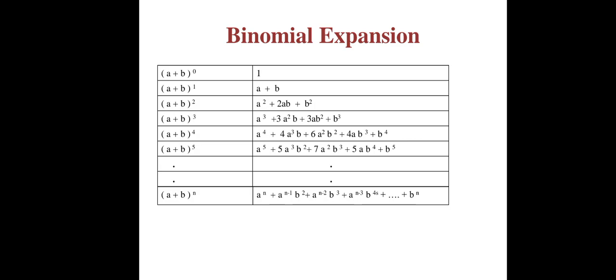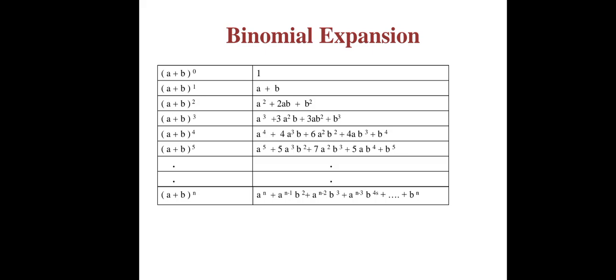Second, we have (a plus b) whole raised to 1. If we have a power of 1, this will give the same base value, that is a plus b. Next, third, we have (a plus b) whole square. For this we have the formula a square plus 2ab plus b square. Next we have (a plus b) raised to 3. For this we have the formula a cube plus 3a square b plus 3ab square plus b cube.